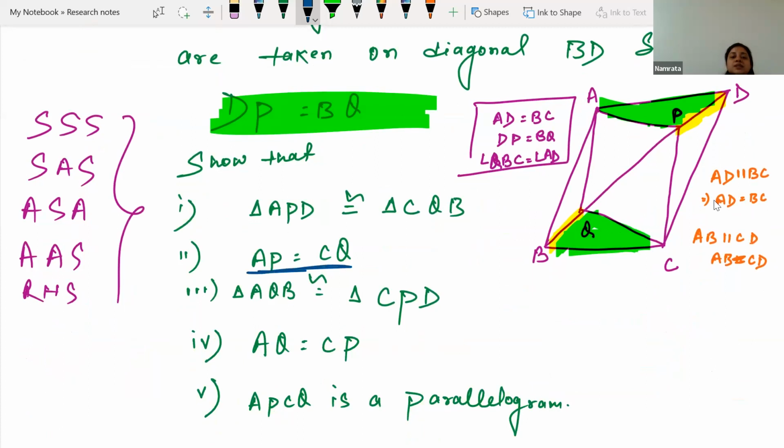Yes, ma'am. The next part says AP is equal to CQ. Since we have already proved that triangle APD and triangle CQB are congruent, these are corresponding parts of the congruent triangles. Hence, both the sides will also be the same. By CPCT only we will be able to say that the second part is done. Now let's move to the third part.